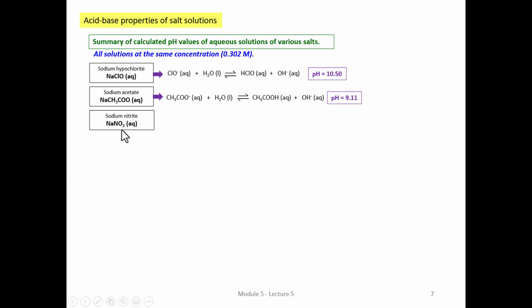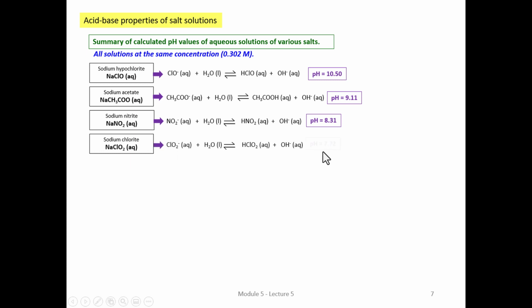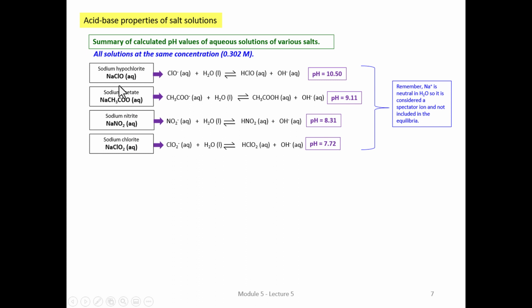Sodium nitrite, a pH of 8.31. Sodium chlorite, a pH of 7.72. Notice in all of these, the paired ion here is the sodium ion, which is neutral and a spectator ion, and so it's just not included in the equilibria, which are showing the hydrolysis of these conjugate bases. Sodium chloride, of course, is neutral in water, and so the pH of that should be 7.